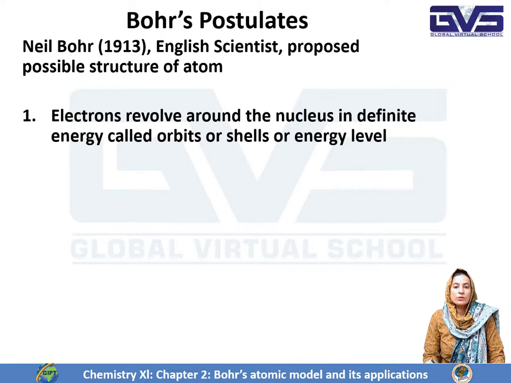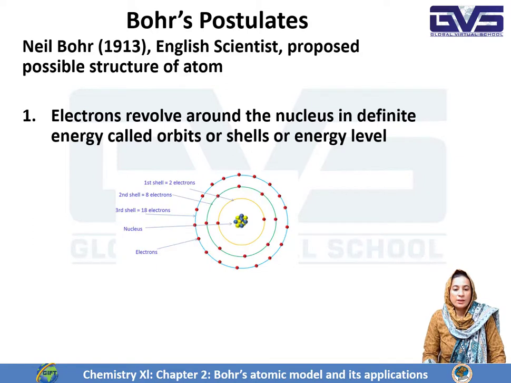As long as an electron is in an energy level, it has a definite energy. If it is in the first orbit, then it has its own definite energy. If it is in the second orbit, then it has its own definite energy for the second orbit. So here is an example of this.